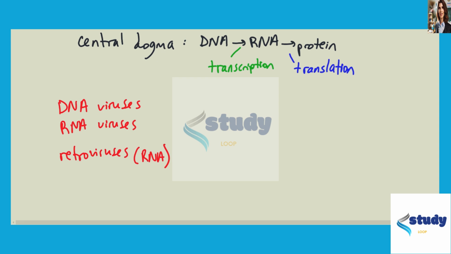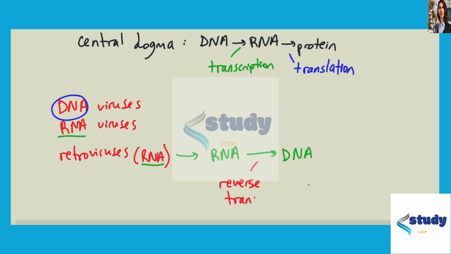So to answer this question, let's go through the different types of viruses and understand what form their genetic information will be stored in. In DNA viruses, the genetic information is stored in DNA. For RNA viruses, it's in RNA. For retroviruses, it's also stored as RNA. However, for retroviruses, the RNA is going to be transformed into DNA. And this is done through the process of reverse transcription.